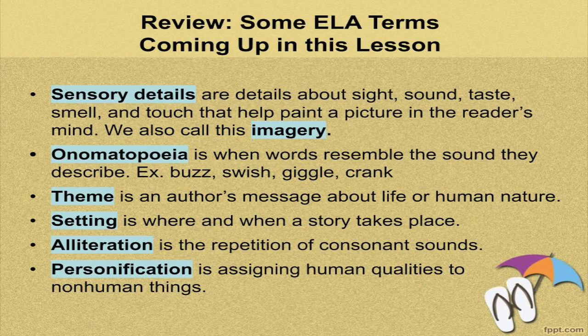Here are some ELA terms that you've heard before, but that will also be coming up in today's lesson. Sensory details. Details about sight, sound, taste, smell, and touch that help paint a picture in the reader's mind. We also call this imagery. Onomatopoeia is when words resemble the sound they describe. For example, buzz, swish, giggle, crank.